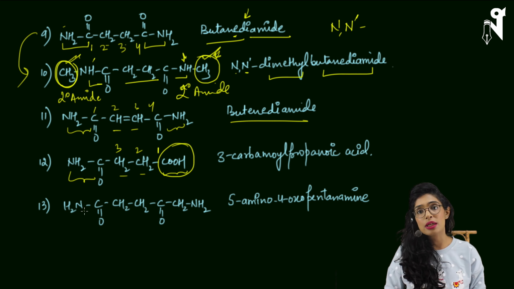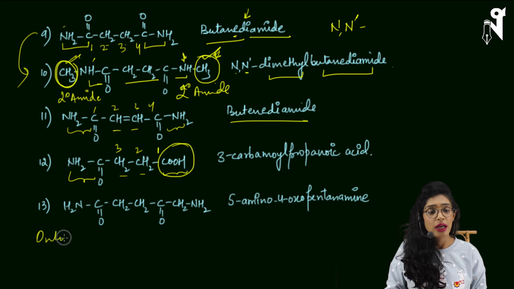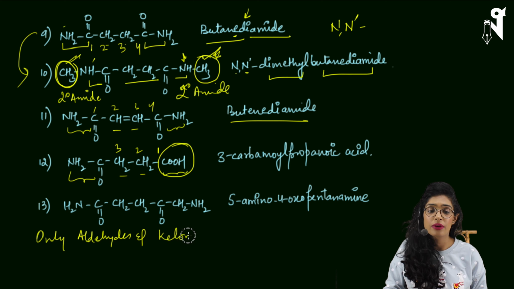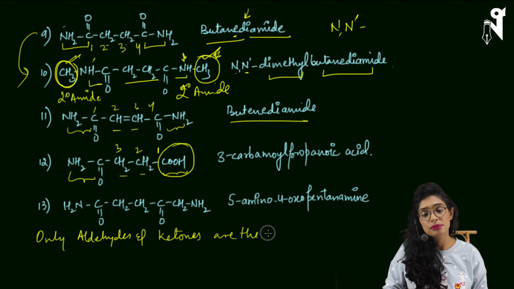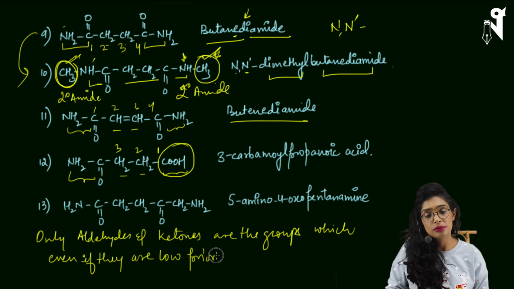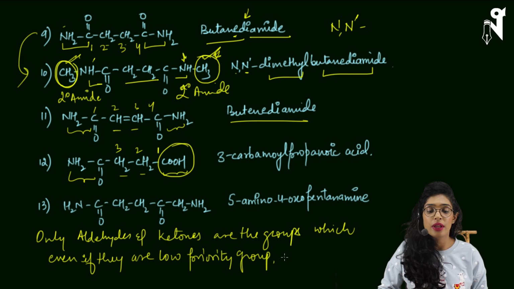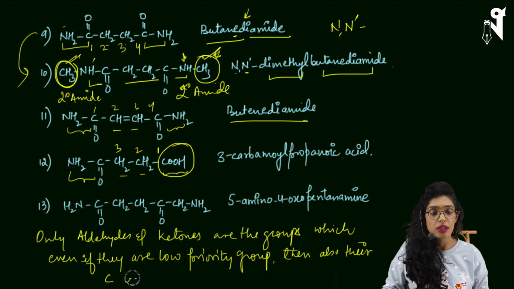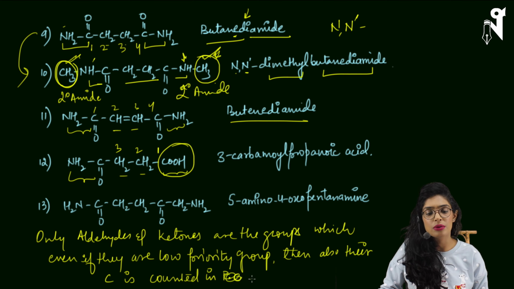Mind it. A very important point I'm going to tell you: only aldehydes and ketones are the groups which, even if they are low priority groups, their carbon is still counted in the principal carbon chain, or the parent chain.